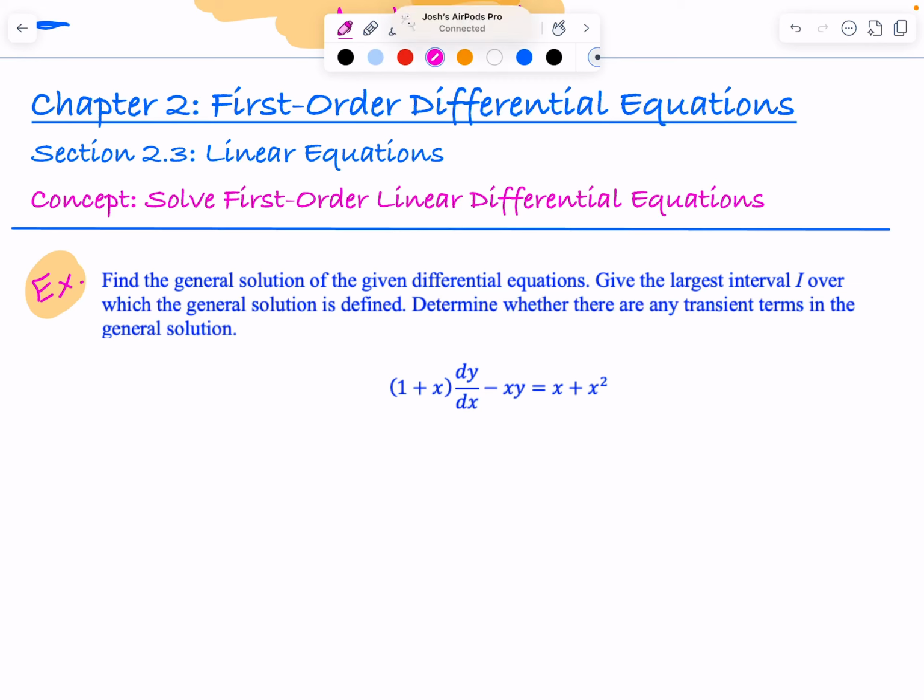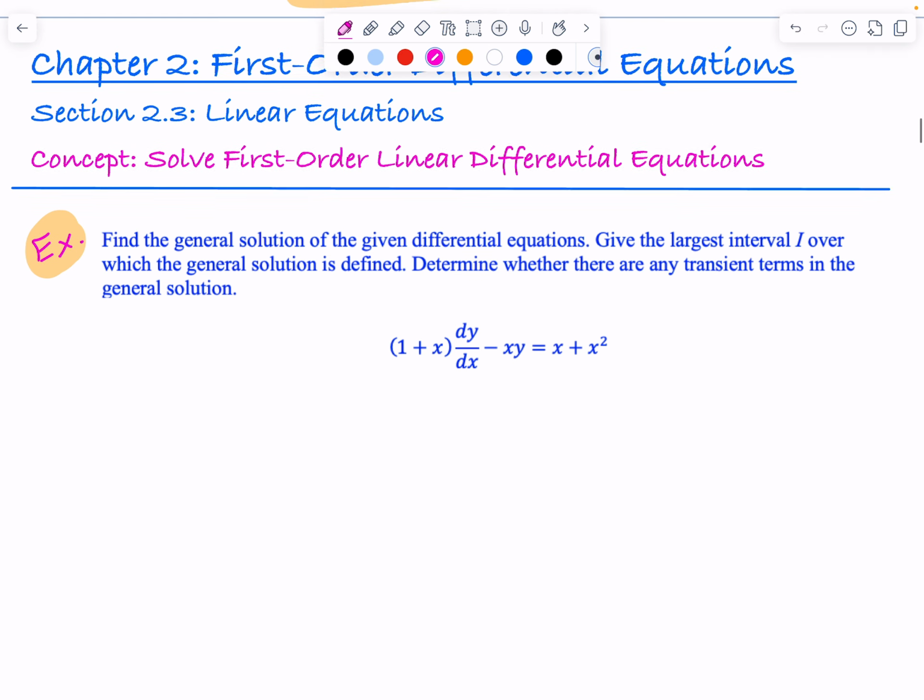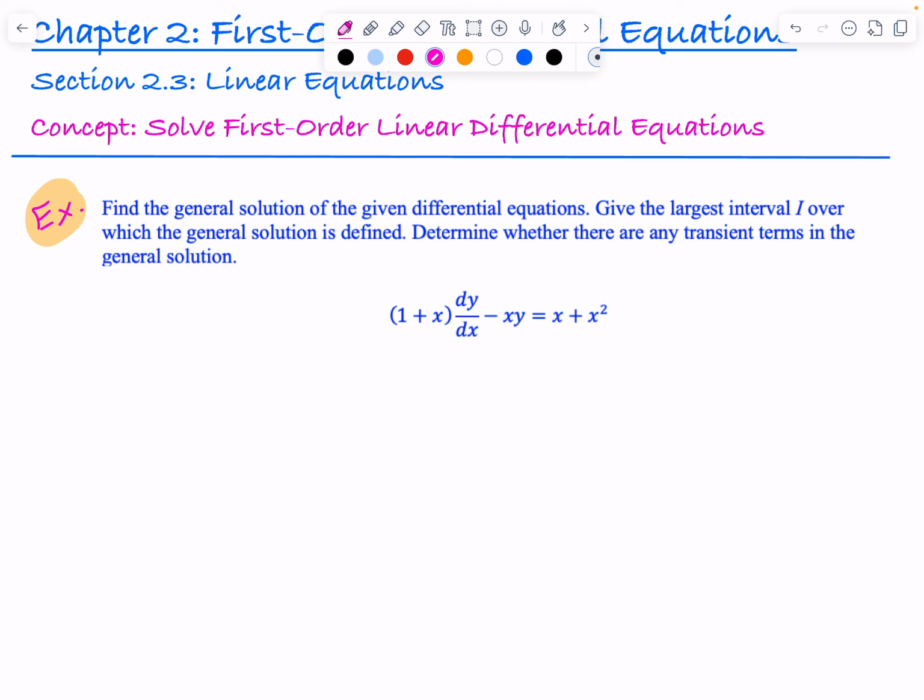In this video, we'll continue our discussion of 2.3 by working a few more examples, and these examples get pretty messy, though they're not too difficult. So first things first, it is the same that we've been doing in the past videos. I need a general solution, I need the interval I where it's defined, and then we need to determine if there are transient terms.